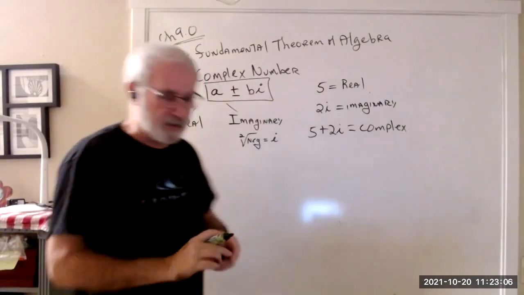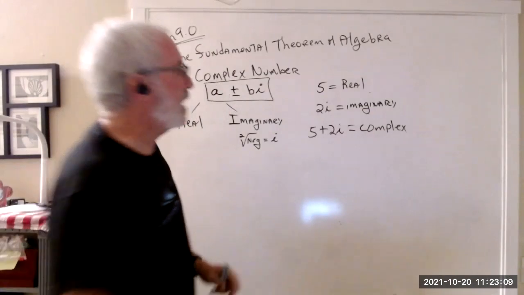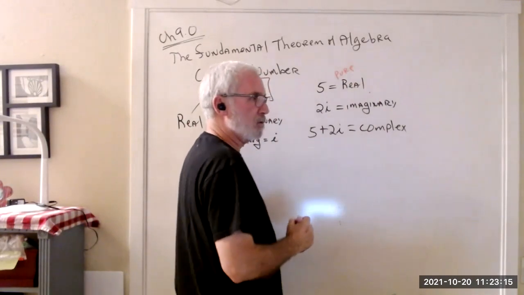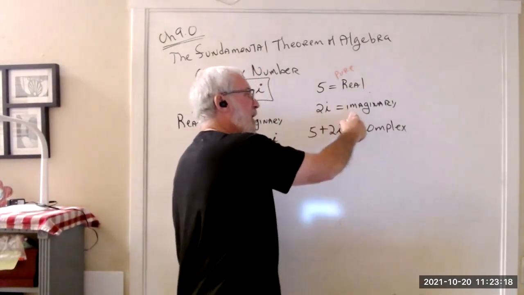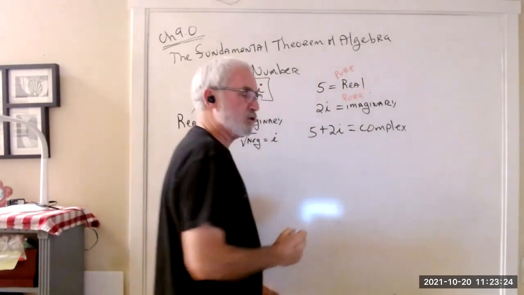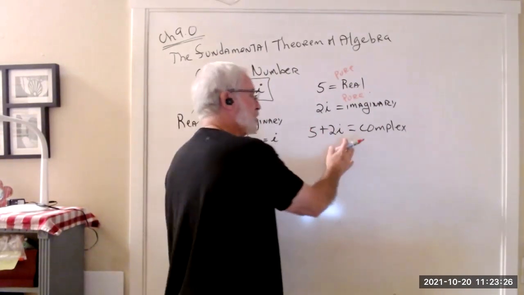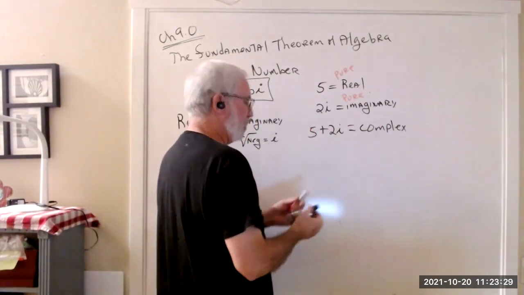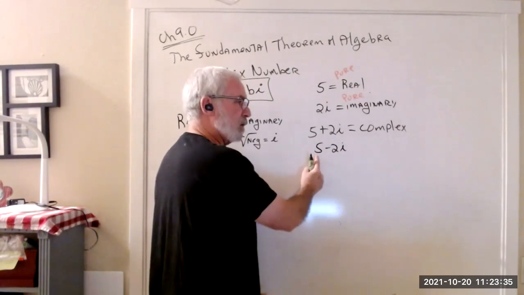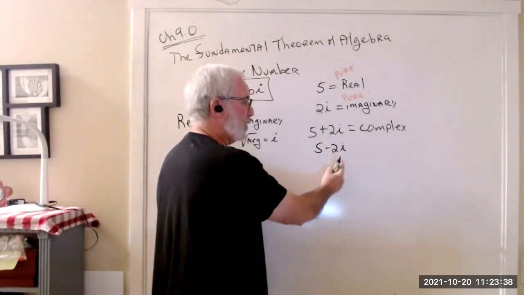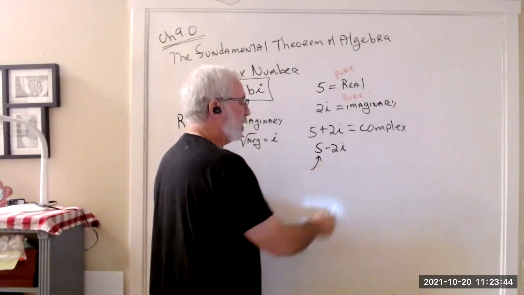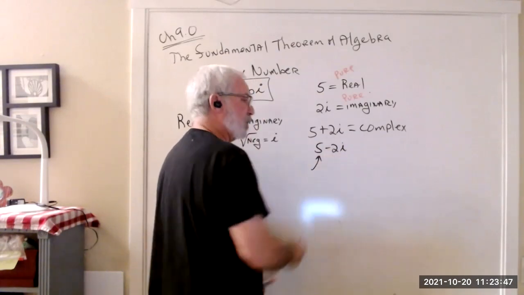Some people add the word pure. If I write 5, this is a pure real number. It's real and only real. If I write 2i, it's a pure imaginary. There is no real to it. But if I write 5 plus 2i, or 5 minus 2i, then I would have a complex number, a real joined with an imaginary by a plus or minus. So 5 is called the real part. The 2, or the -2, is called the imaginary part.